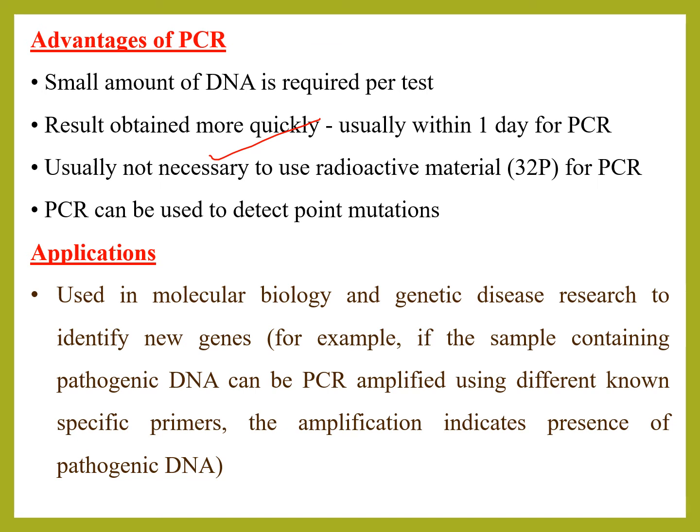It can be used to detect the point mutations within the sample. There are a lot of applications for this PCR, because in a lot of research fields we are using it. Some of those research fields are molecular biology and genetic disease research, to identify new genes. If the sample that we are suspecting contains pathogenic DNA, then if you perform the PCR with some specific primers, if it is giving the amplification, then there will be pathogenic DNA. If it is not giving the amplification, then there is no pathogenic DNA.